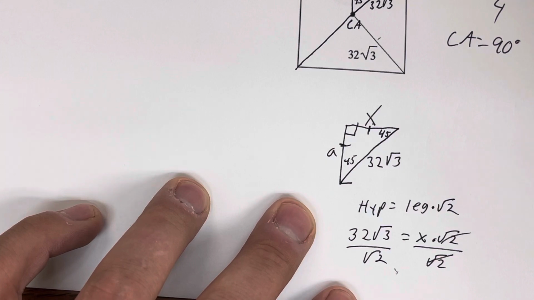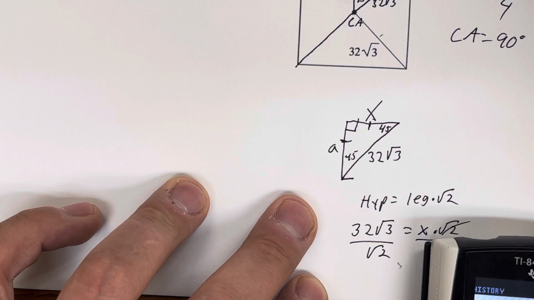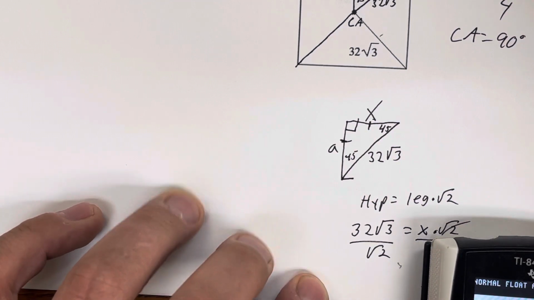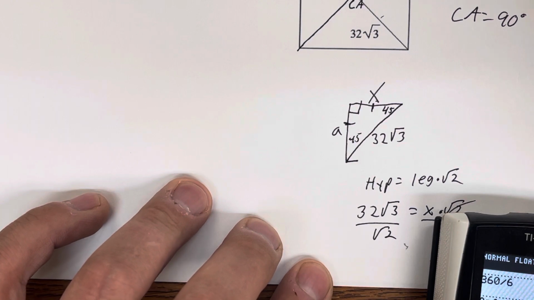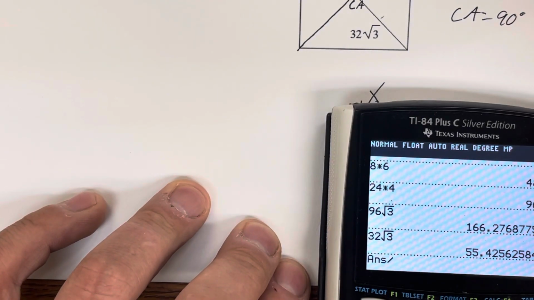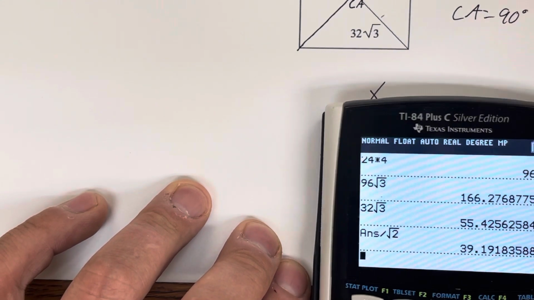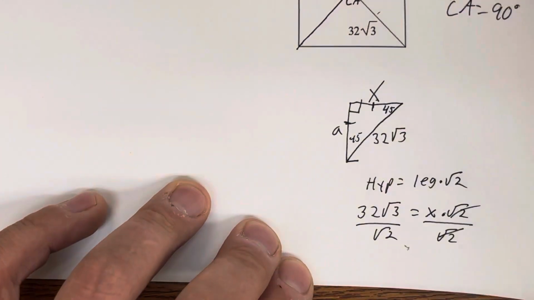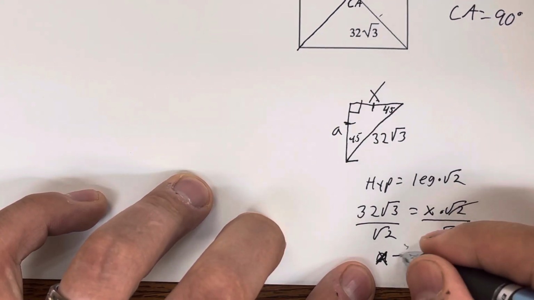So now I know the apothem. Let's just get this as a decimal. Let's roll with that. We'll go decimal in this question. 32 times the square root of 3. Enter. Do the top and divide it by the square root of 2. Press enter, and we get 39.19. And that was X, sorry.